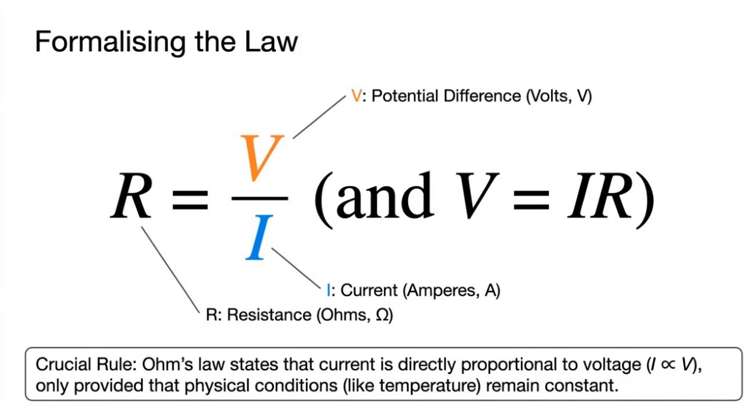Resistance is calculated by dividing the potential difference, or voltage, by the current flowing through the circuit. Voltage is measured in volts, current in amperes, and resistance in ohms. This relationship is also expressed as voltage equals current multiplied by resistance. Ohm's law highlights that the current through a conductor between 2 points is directly proportional to the voltage across those points, as long as the physical conditions, such as temperature, stay constant. This means if you increase the voltage, the current increases proportionally, assuming resistance doesn't change.